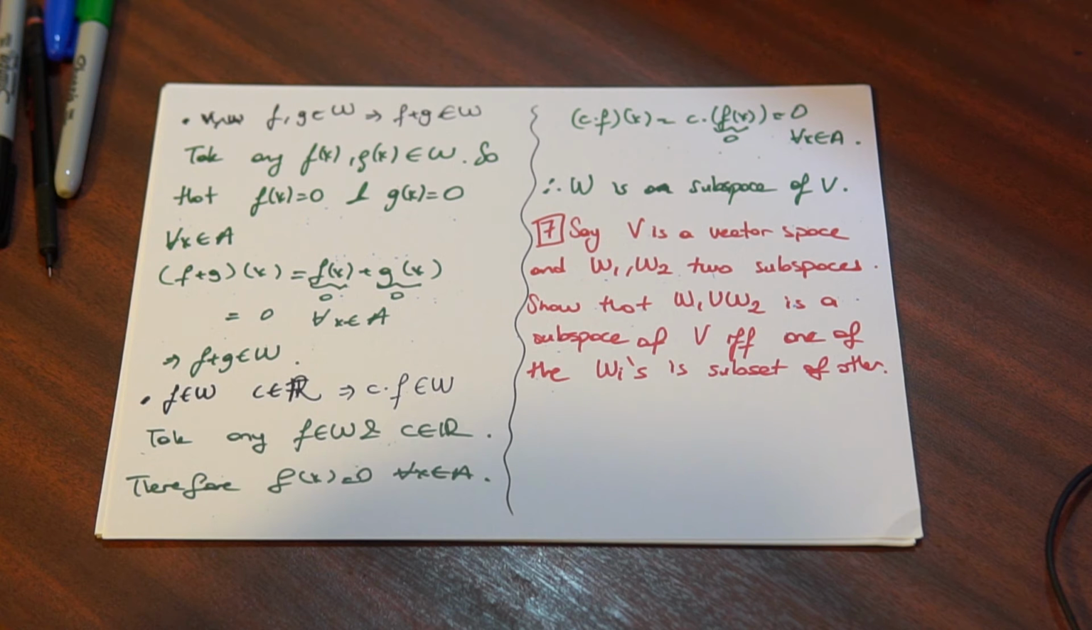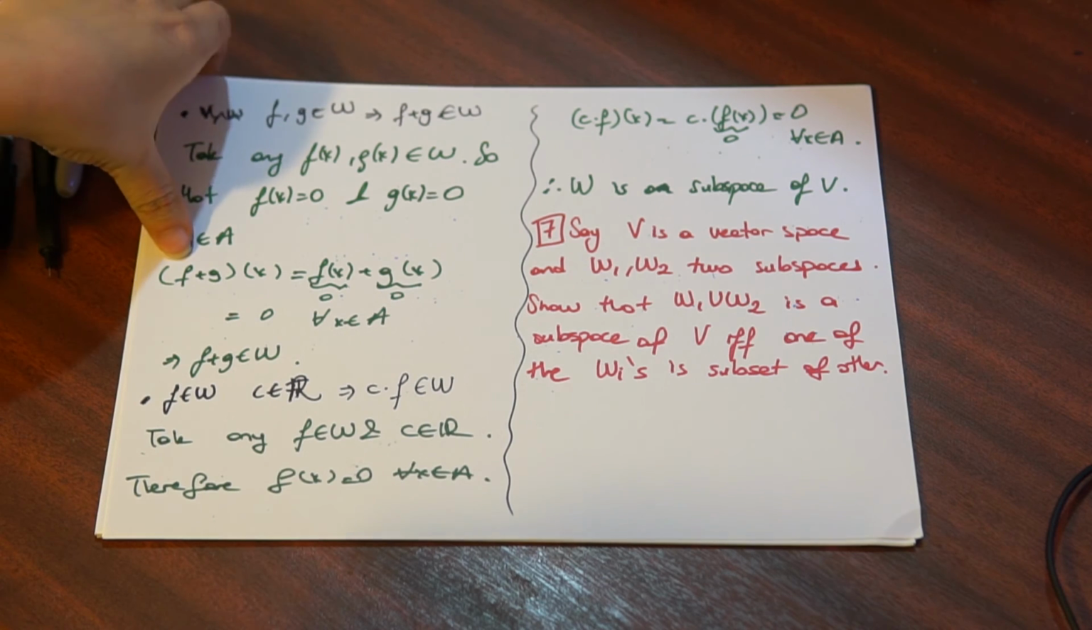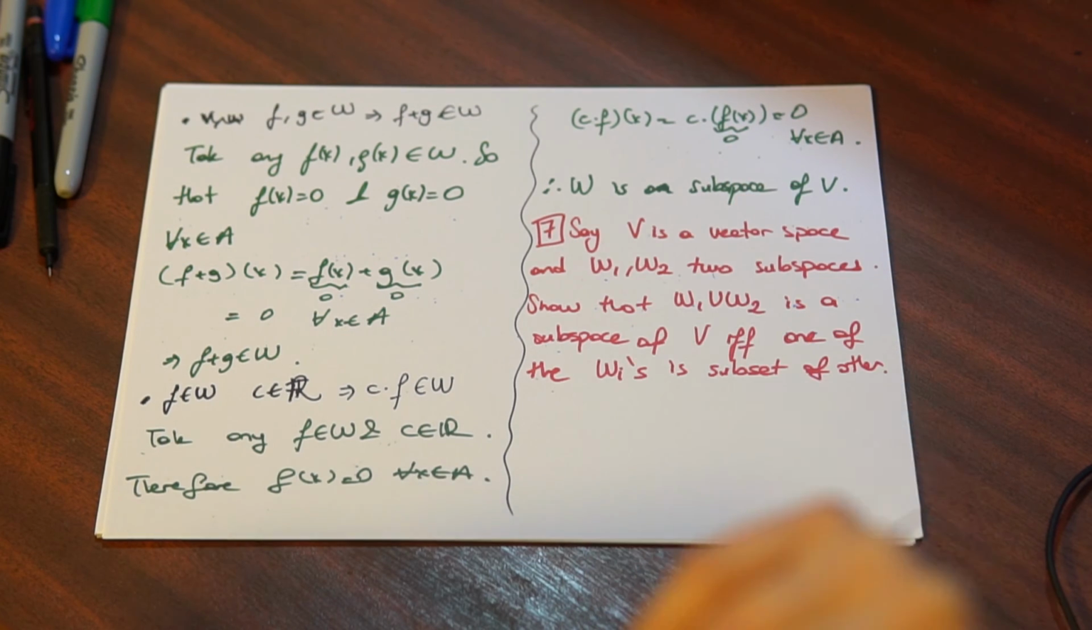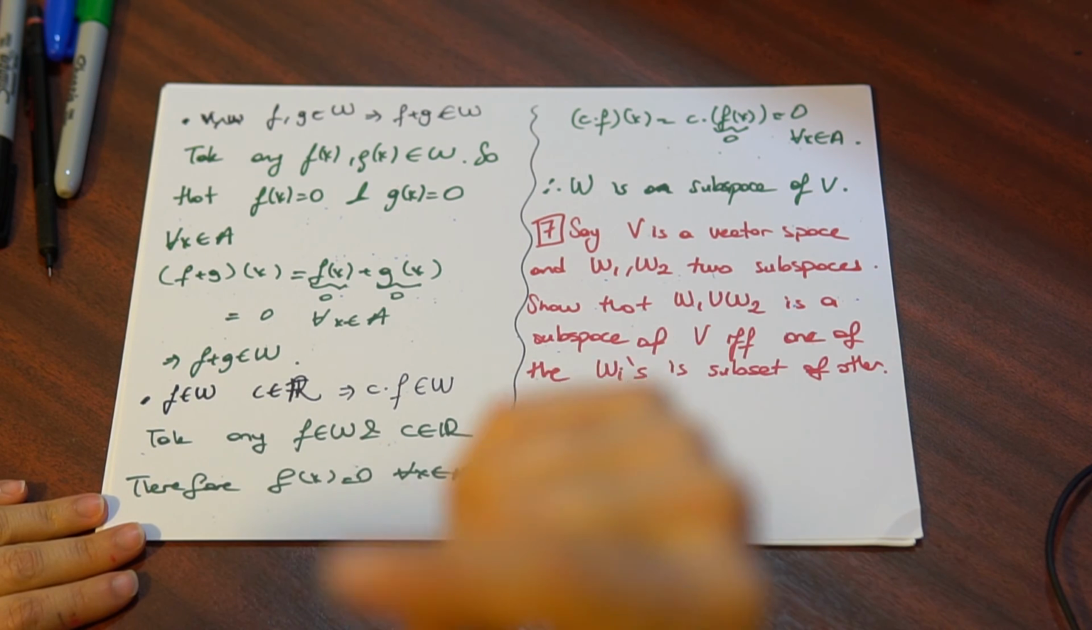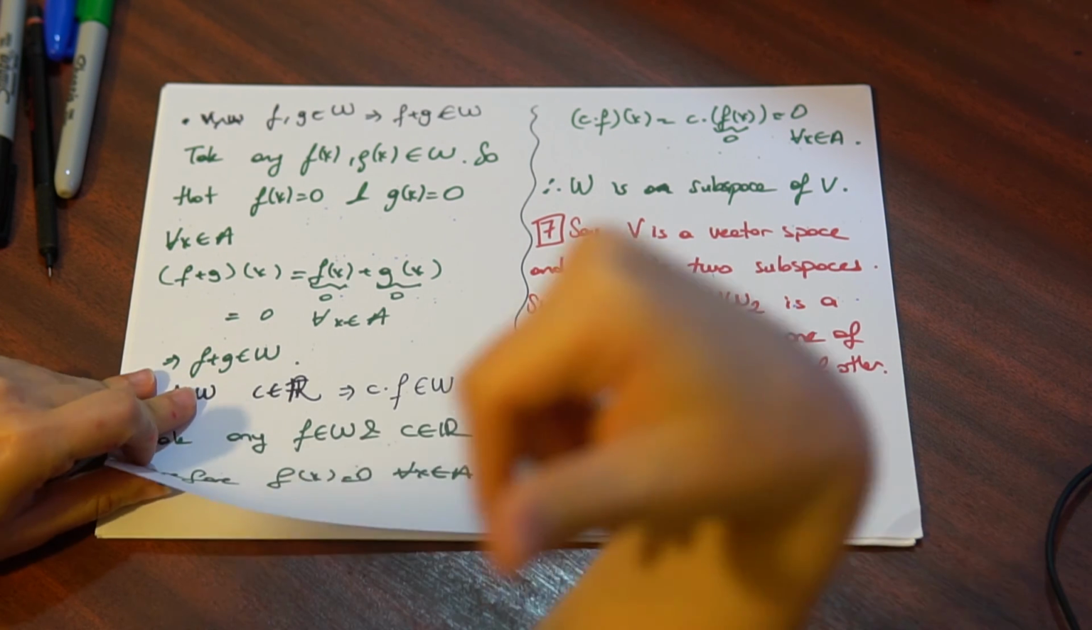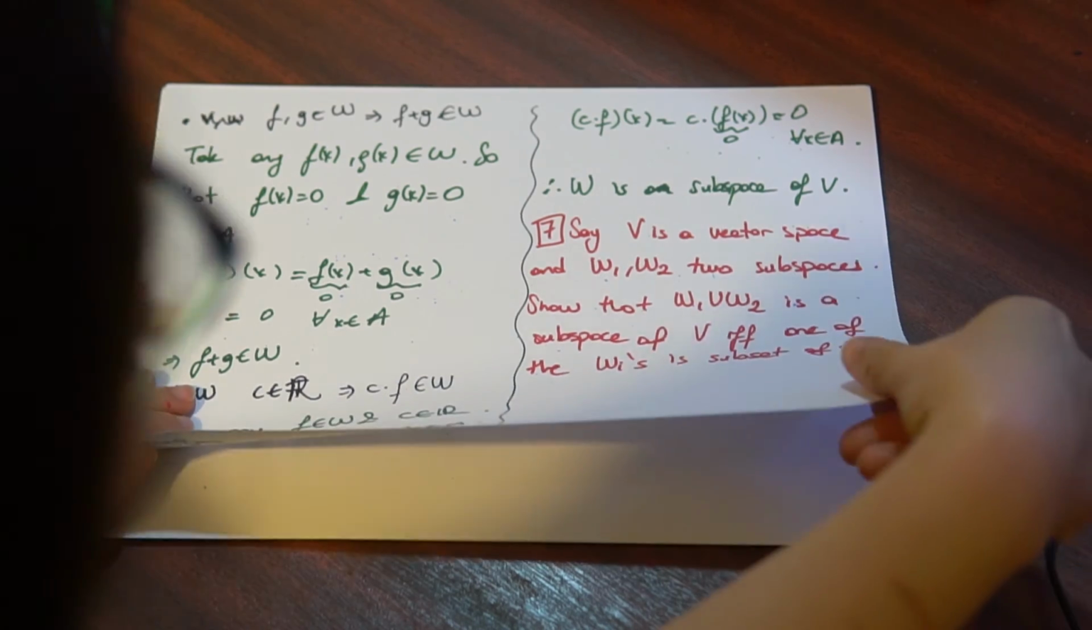Question 7 is, say V is a vector space and W1 and W2 are two subspaces. Show that W1 union W2 is a subspace of V if and only if one of the Wi's is a subset of the other. Now we need to show this if and only if statement. Let's prove this side, which is if one of the Wi's is a subset of the other, then W1 union W2 is a subspace.